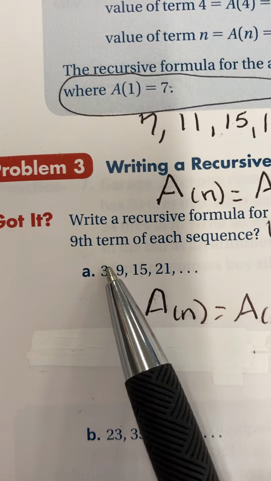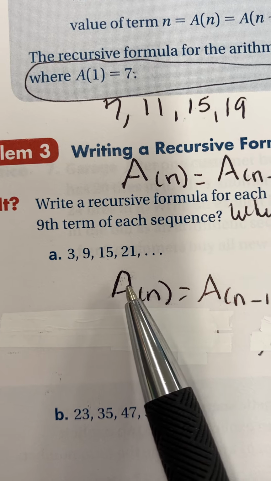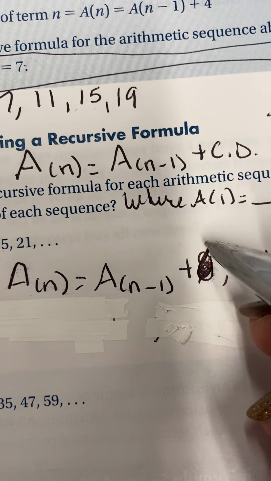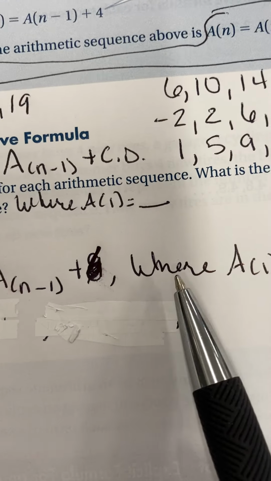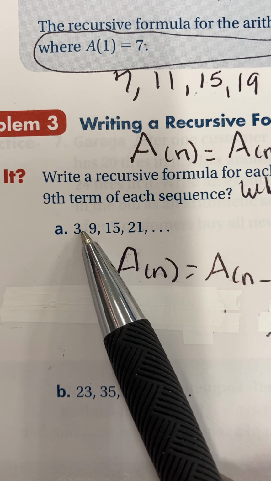All right, so if I'm looking here, this is your arithmetic sequence. We're adding 6, adding 6, adding 6. So the recursive formula would be a of n equals the term before it plus 6, where the first term is 3. We're starting with the 3 in the term.